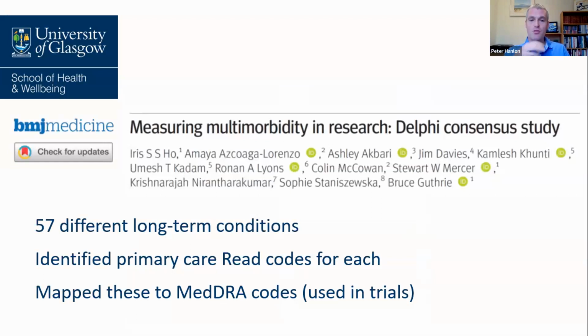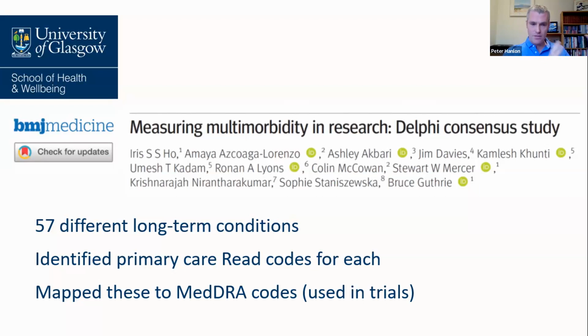In terms of quantifying multiple long-term conditions, there are lots of ways you can do this, and I'll not go into all the various choices you could have made. What we relied on was a recent consensus piece looking at what conditions should ideally be included if you're trying to count multiple long-term conditions. And from this work, we took 57 of the 59 conditions that were recommended.